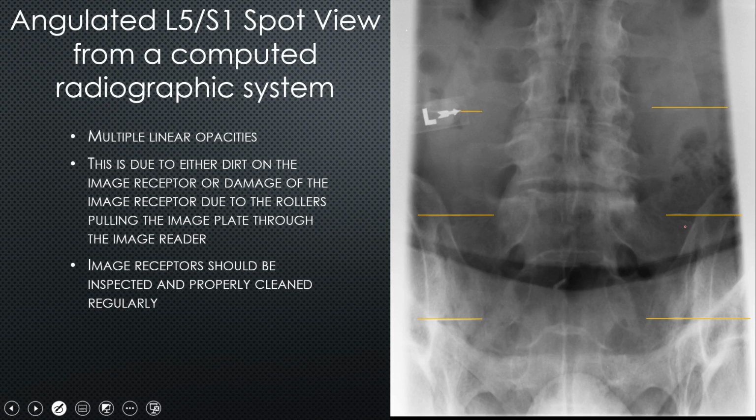So with a computer-based system, the cassettes have, instead of using film, a plate inside the cassette that captures the image, and it's fed into a computer to take up the image, and then that plate is completely washed away. The image on the plate is completely washed away, and then you can reuse that cassette over and over again, and use it right away instead of having to wait for the film to be processed. So making sure the image receptors, meaning the cassettes themselves, are inspected and properly cleaned.